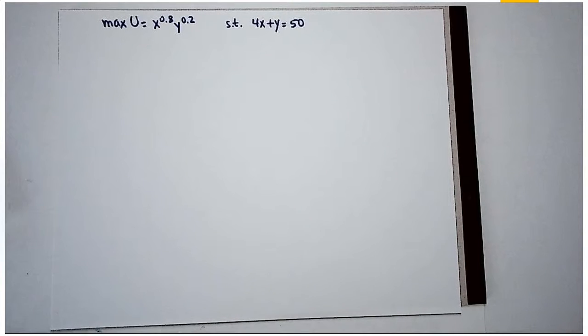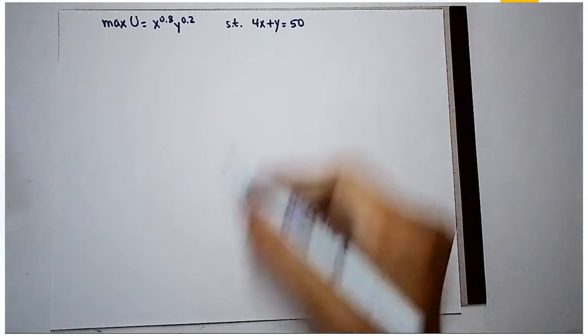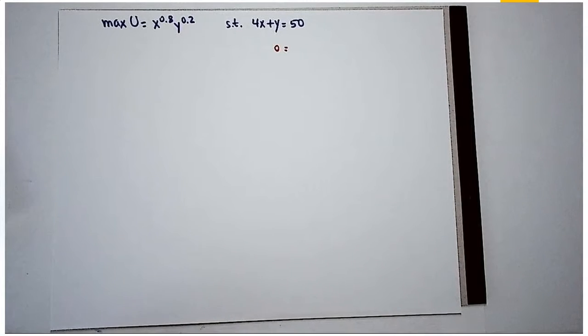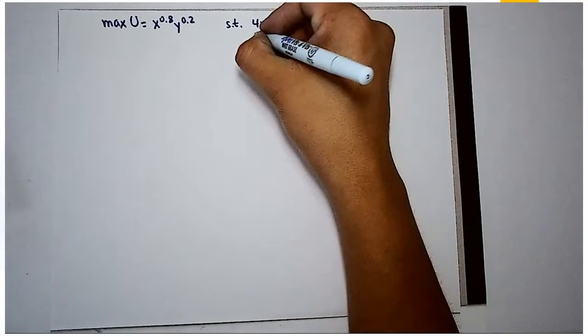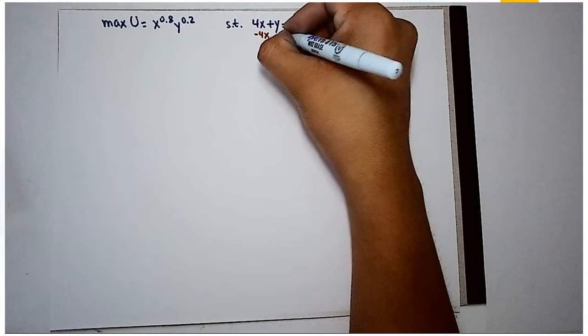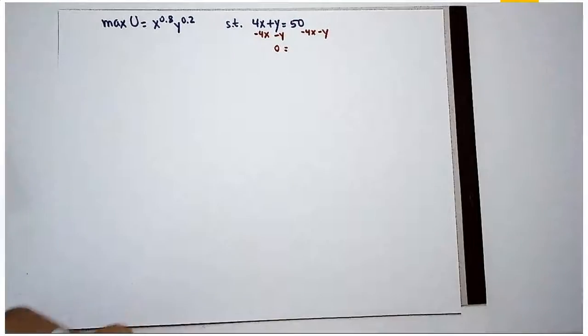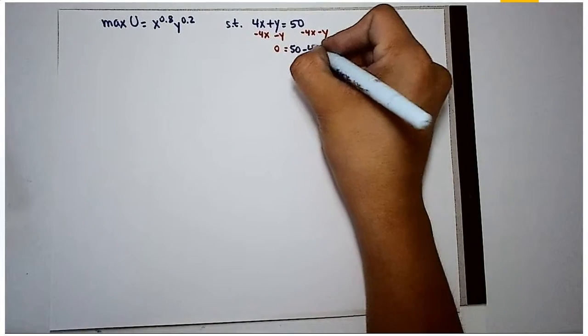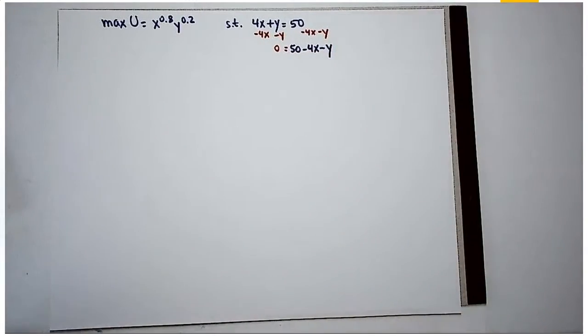Now let's do this problem using the Lagrange optimization. Notice that again, in order to use the restriction, we need to have 0 on the left hand side. And to do that, we subtract 4x from both sides and y from both sides. So we will have 50 minus 4x minus y.